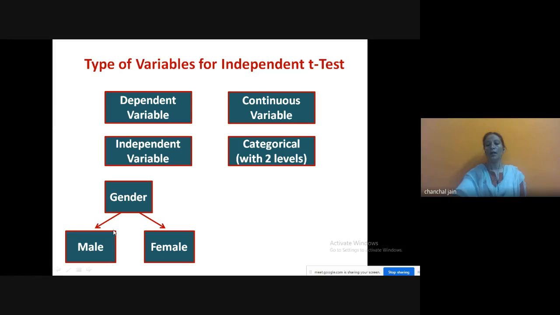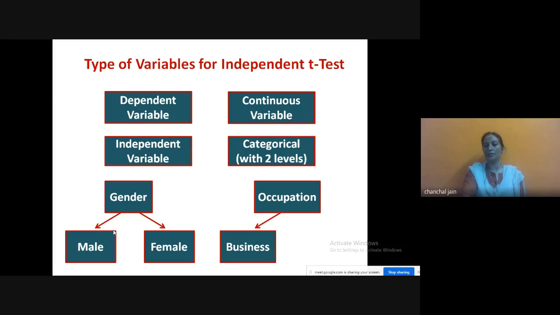Another example can be occupation. If you are asking the occupation of your respondents, suppose there are only two categories, that is business class respondents and respondents who are working in the service industry. This way you can say that occupation is an independent variable and there are only two levels, that is the business level and the service level. This way we have to understand the independent variable.